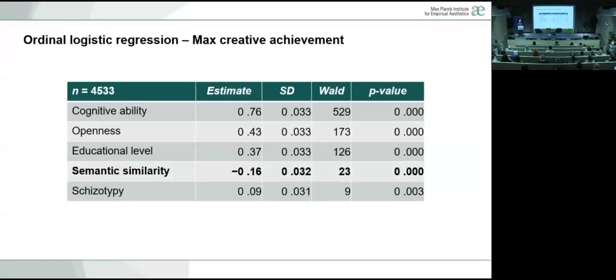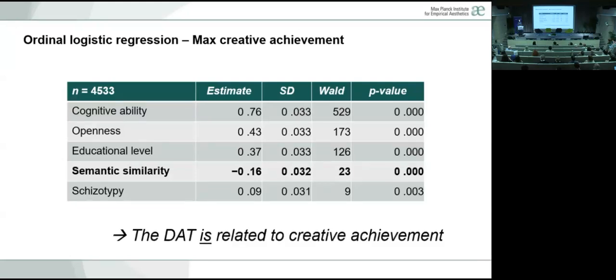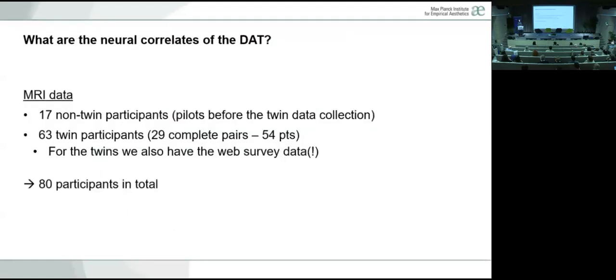Oh yeah, and then we did an ordinal logistic regression here just to show that this measure is still relevant even if you put in some other factors that are known to be associated with maximum creative achievement. So we have established the first thing, which allows us then to jump to the MR data.